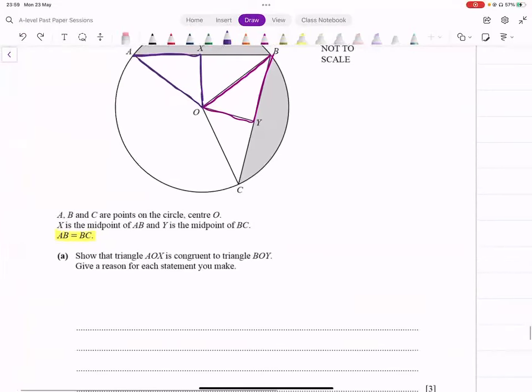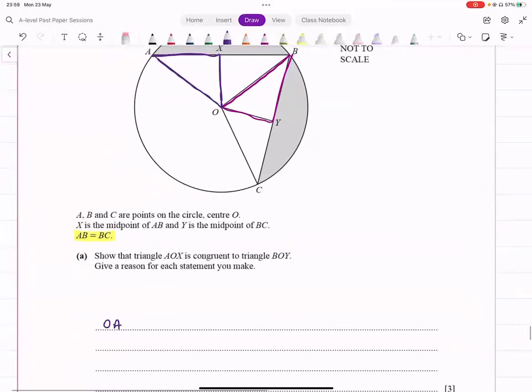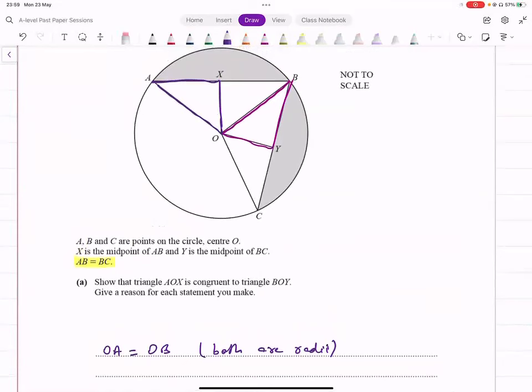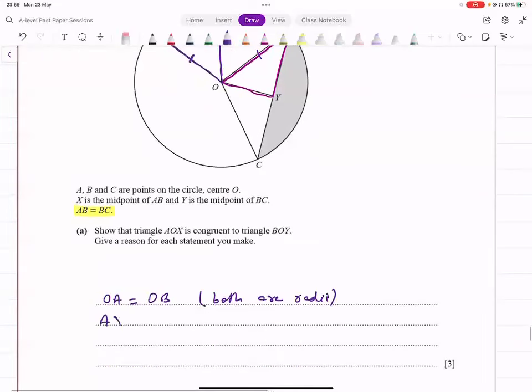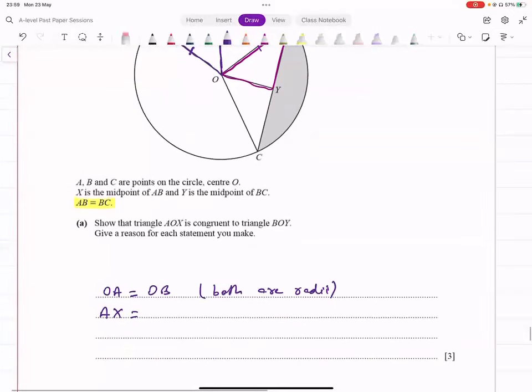We can say OA is equal to OB. So basically both are radii, both are radius. Okay? That's the first thing that we can do. Then, so we know this is equal now. What else can we do? We know that X and Y are the midpoints. What that means is AX or BY, they have to be equal. Why? Because, let's write here, AX should be equal to BY.